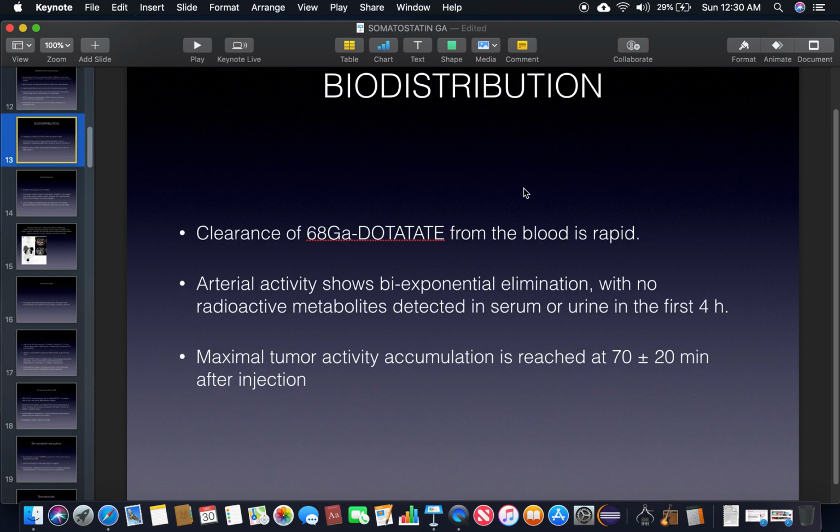Now, the clearance of this agent from blood is rapid and it has a bi-exponential elimination, and radioactive metabolites are detected in serum and urine in the first 4 hours, and maximum activity of the tumor is reached in 70 to 20 minutes, or meaning 90 to 50 minutes in that range.